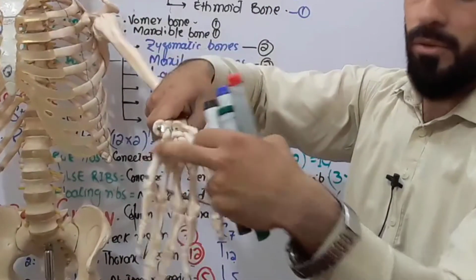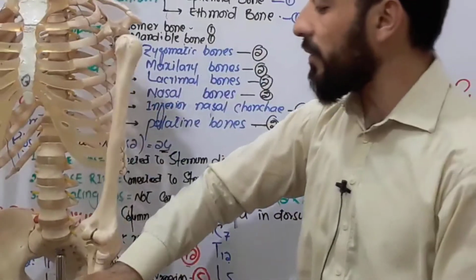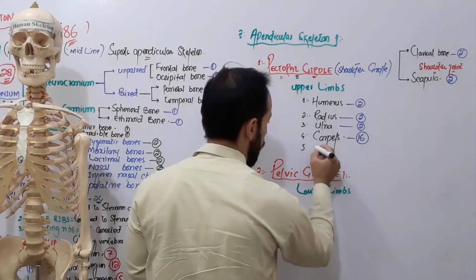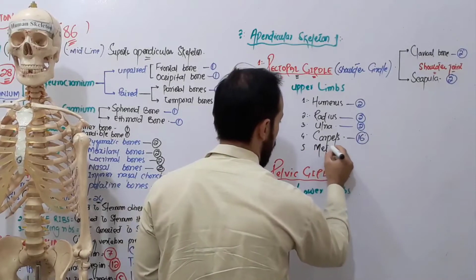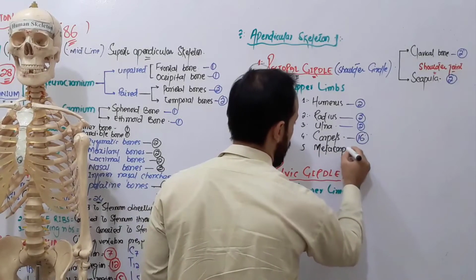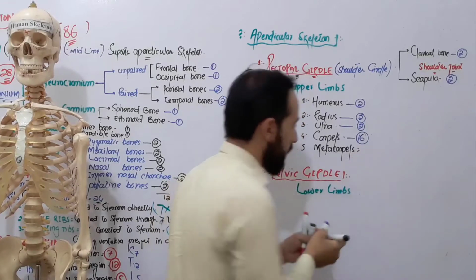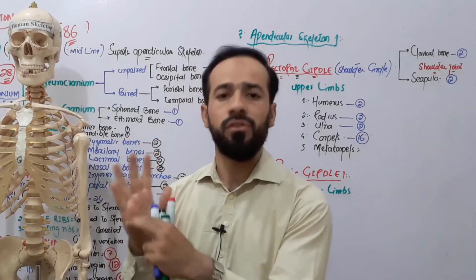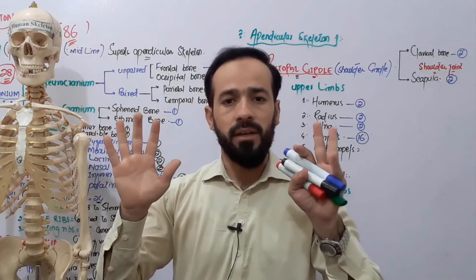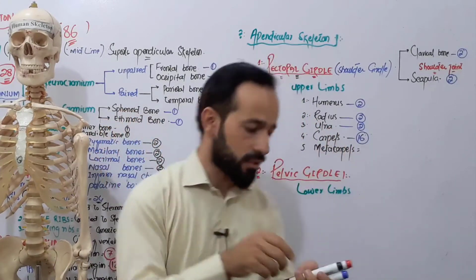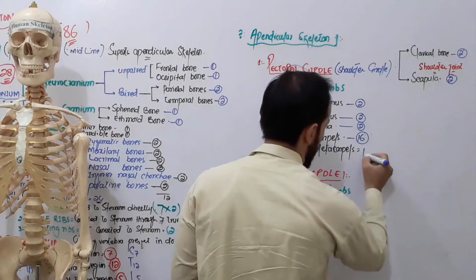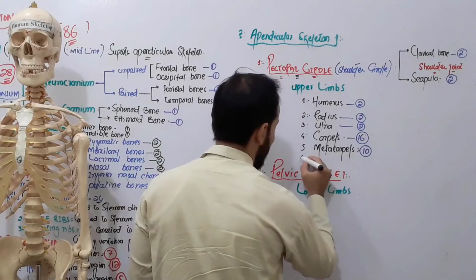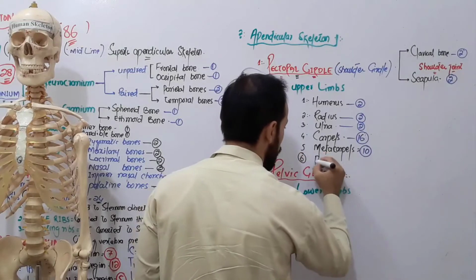So 8 carpal bones. And then there are 5 metacarpals present, right? So the next group of bones are metacarpals. And how many metacarpals? In each hand we have 5 metacarpal bones, so totally 10 metacarpal bones, right? And then there are your phalanxes, or we say phalanges.